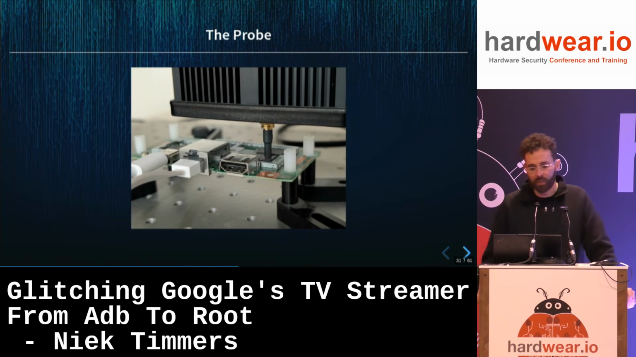So this is the probe that comes out of a bigger box. So it's maybe a bit difficult to see, but at the bottom of that little black thing, you see a small red wire. That is the actual coil that emits the electromagnetic field in the chip surface.